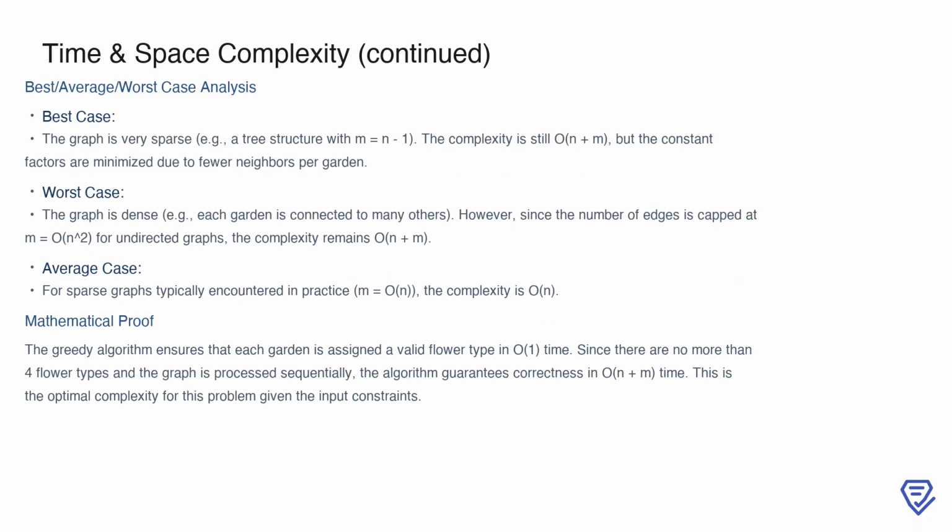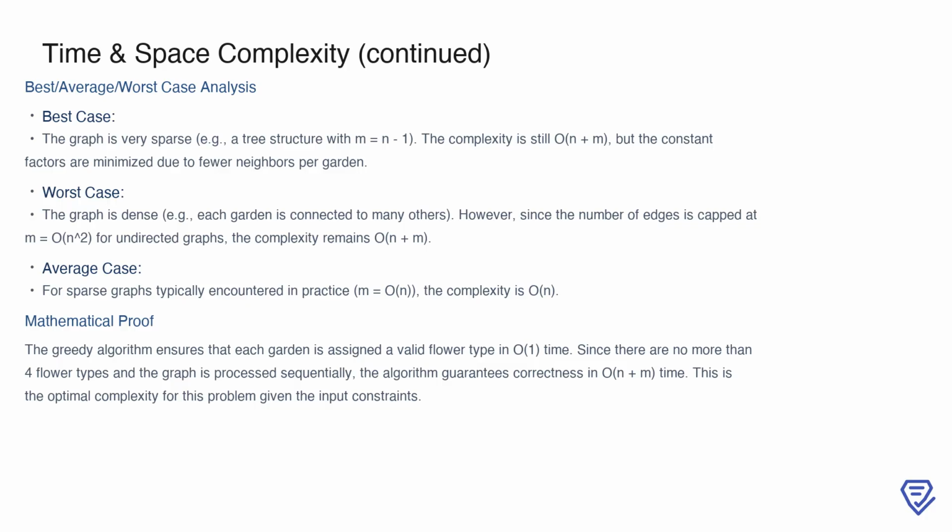Finally, let's evaluate the best, average, and worst-case scenarios for this solution. In the best case, the graph is very sparse, such as a tree structure with m equal to n minus 1. Here, the time complexity remains O(n plus m), but the constant factors are minimized due to fewer neighbors per garden. In the worst case, the graph is dense, meaning each garden is connected to many others.